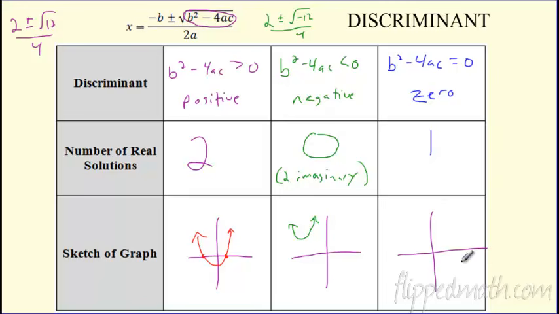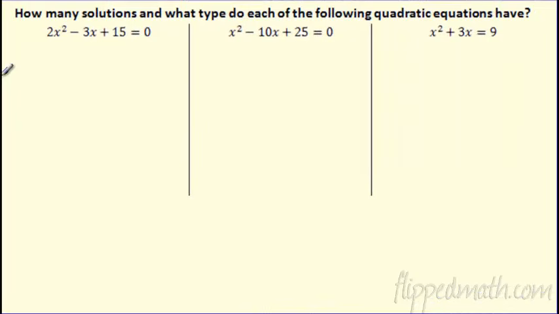Why do you only get 1 solution? Well, the key is not that it opens up or down or anything like that. It's just that it touches 1 time. See how it's 1 root? So there's your 1 root, no roots, 2 roots. So the discriminant is useful for finding that. Awesome. Very nice.